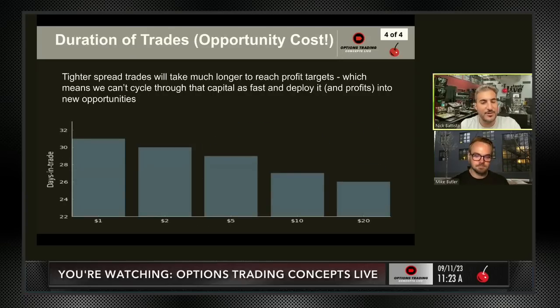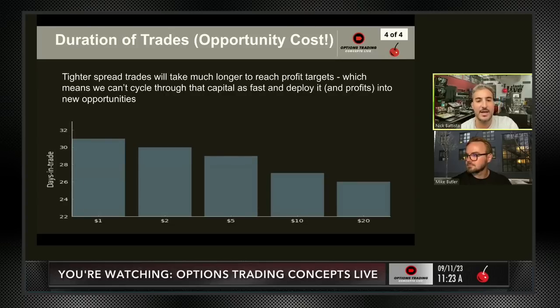All right, then the second one, the duration of the trades. This is something that people don't necessarily think about. They kind of lean first towards how much can I make, how much can I lose, but also think about the opportunity cost of capital, especially if you have limited capital, and we all have some sort of limit. So everybody has to apply this into their trading, but tighter spreads will take much longer to reach specific profit targets. 50% is what we're looking at in this segment, which means we can't cycle through that capital as fast and redeploy those profits into new opportunities.